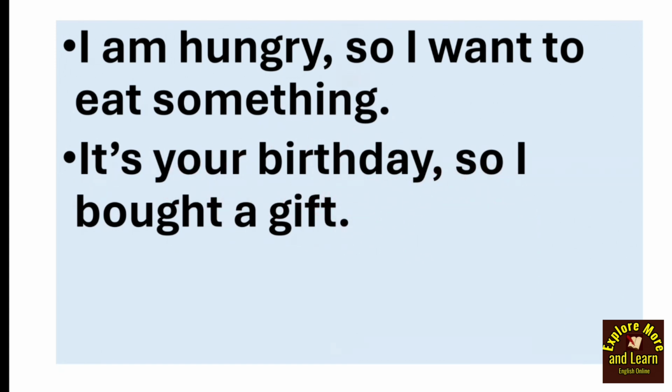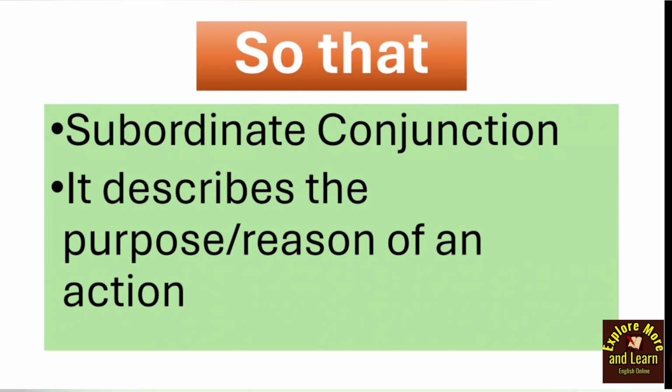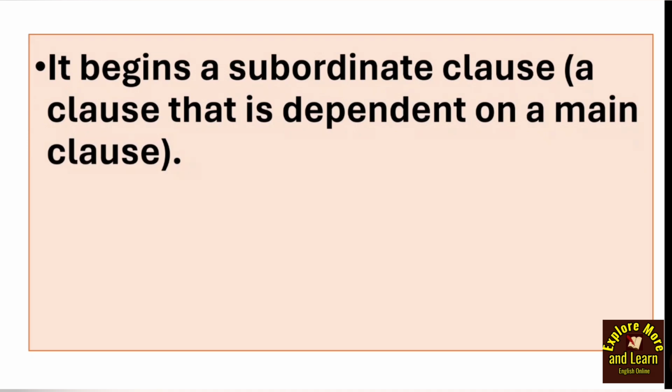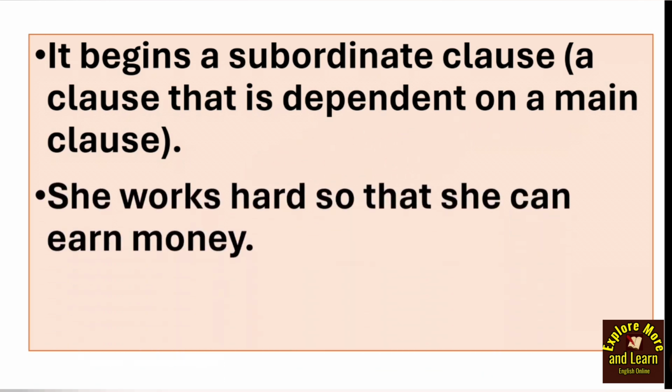Now another conjunction, so that. It is a subordinate conjunction. It describes the purpose or reason of an action, which means in order to. And it begins a subordinate clause. What is a subordinate clause? A clause that is dependent on a main clause. Right? So what is the basic purpose of a conjunction? To join two clauses, right? So here you will understand better with these examples.